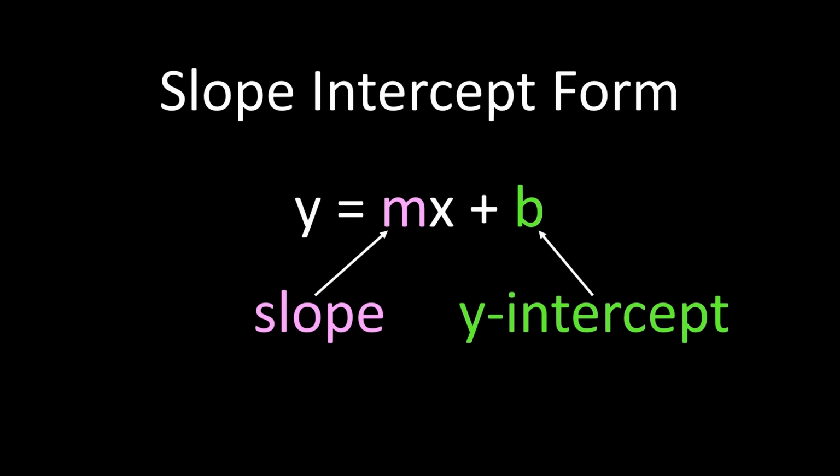In this video, we're going to identify the slope and the y-intercept when we're given an equation. And in order to do that, you're going to have the equation in slope-intercept form, which is y equals mx plus b, where m is your slope and b is your y-intercept. Let's take a look at our examples.